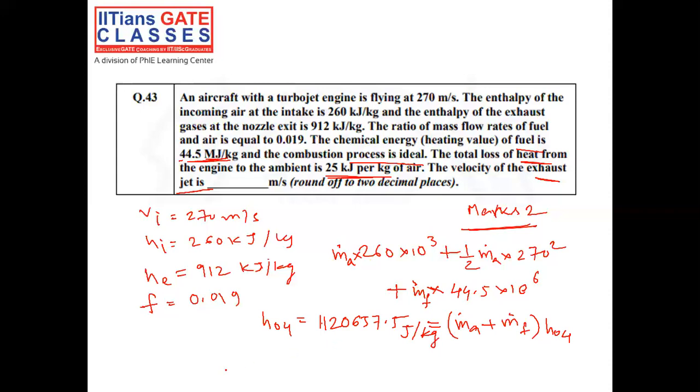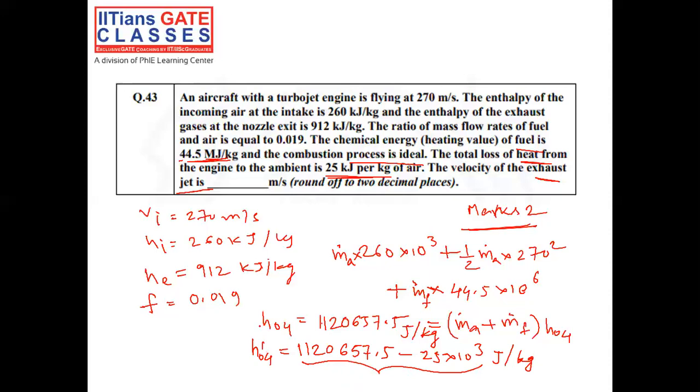Now here it has been given that the total loss of heat from the engine to the ambient is 25 kilojoule per kg of air. So we'll have to incorporate that in the solution. The total available energy is 1120657.5 minus 25 into 10 to the power 3 joule per kg, right? So this is the amount of energy available at the nozzle exit.